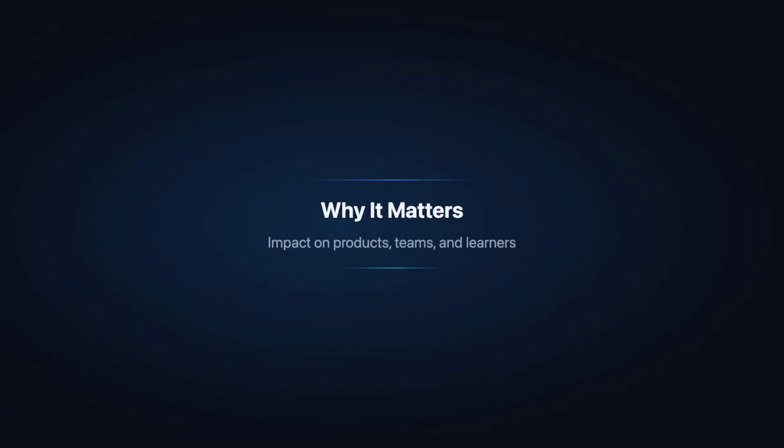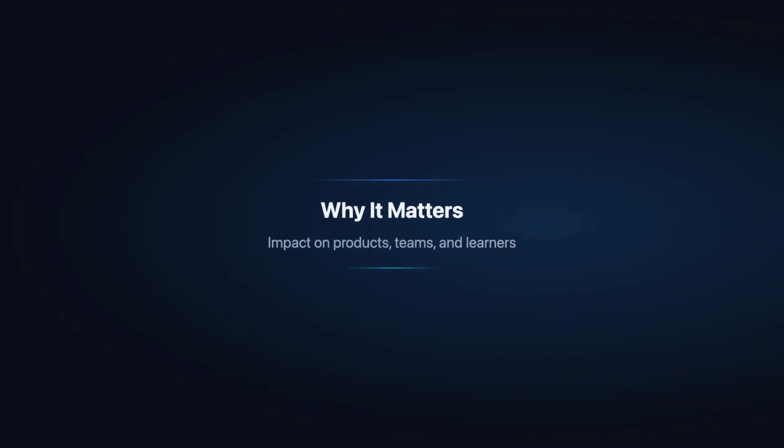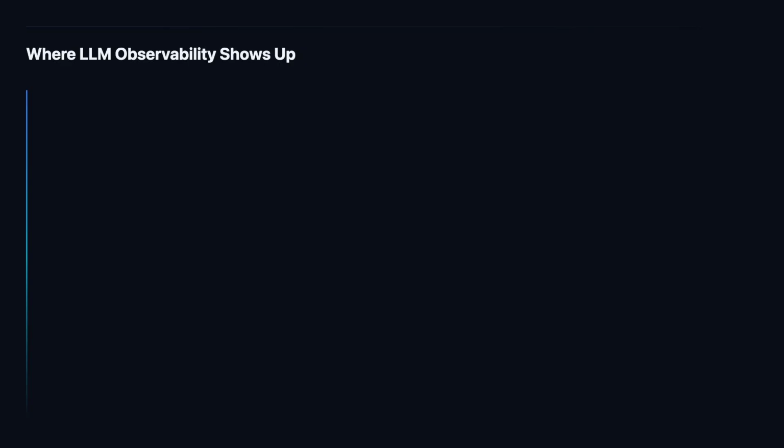Now let's look at why LLM observability matters in practice. Here's where LLM observability shows up in real products, teams, and everyday conversations. LLM observability shapes how modern AI products are designed, measured, and improved over time. It's part of the decision set for every serious AI team. You'll see it in job interviews, architecture discussions, and product reviews. Being fluent in it is part of the basic vocabulary now.